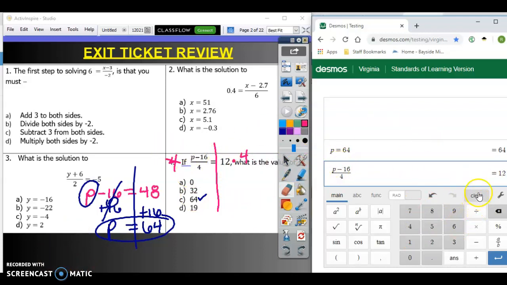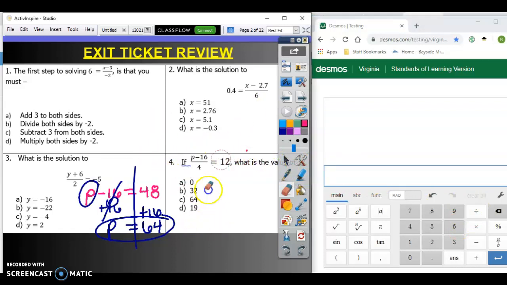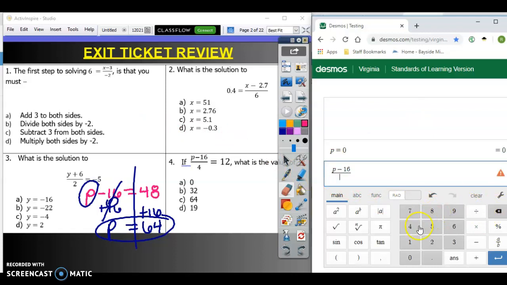I want you guys to remember that you can always use your calculator to solve all this stuff, and I'll show you in this last one. So what I can do is I see that the variable is p. So what I would do is type in p equals, and I take the first answer choice as 0. Then I come down and I type just the problem. So (p minus 16) divided by 4. And I'm trying to get an answer of 12. And this says negative 4, so I know the answer is not 0.